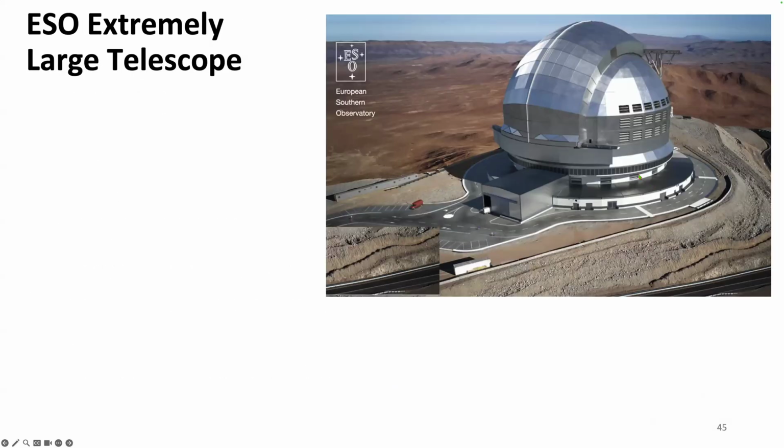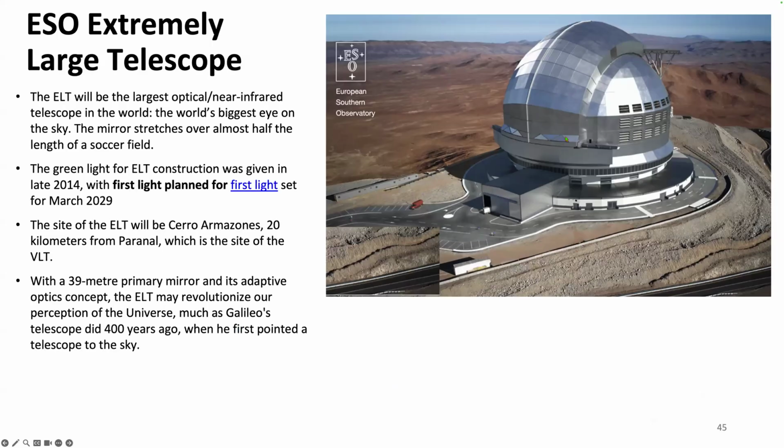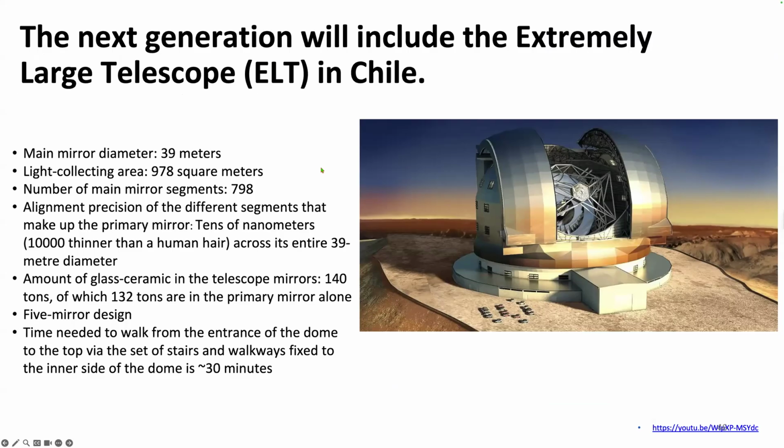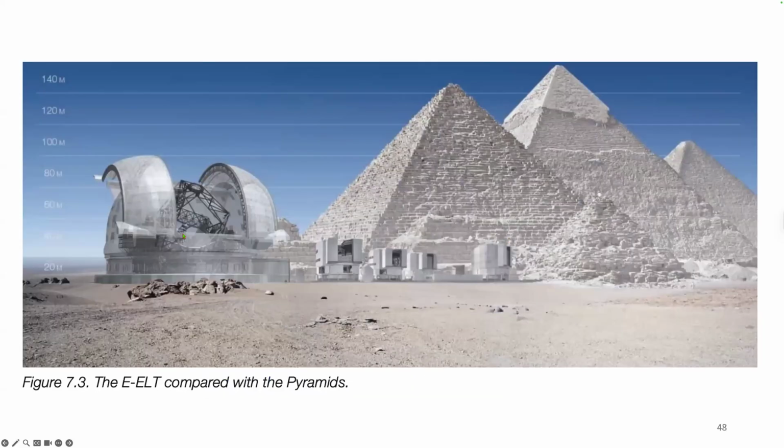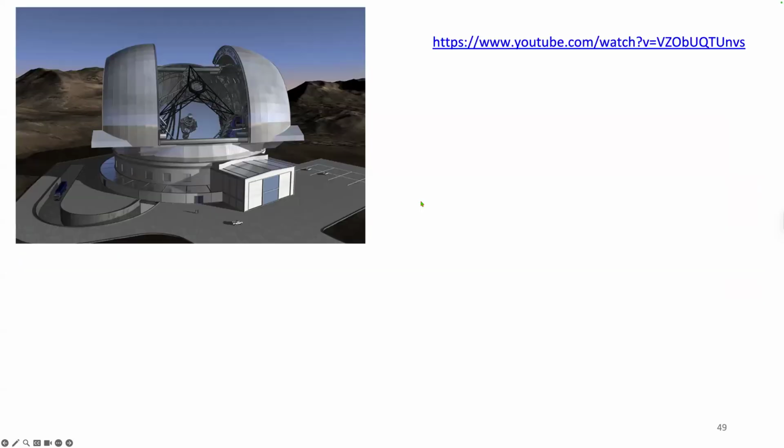And now let me show you. This is what it will look like when it's done, and it's approaching being done. This is a picture from a year ago. And you see all around it is desert, which means low humidity. And because of its location in a terrain that does not have sharp peaks, the wind flow is very smooth and predictable. And so it's going to be the highest performing telescope on Earth. Here it is compared with the pyramids in Egypt.